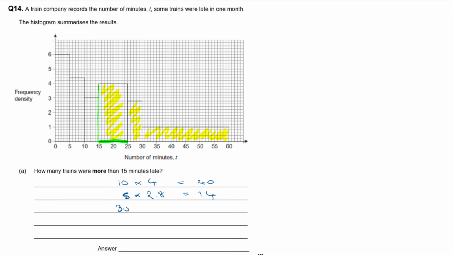That's a width of 30. And a height this time of 1. So 30 times 1, that's just 30. Okay, so adding those up then, 40, 30 and 14, that adds up to 84, doesn't it? Okay, so then that's 84 trains who were more than 15 minutes late.